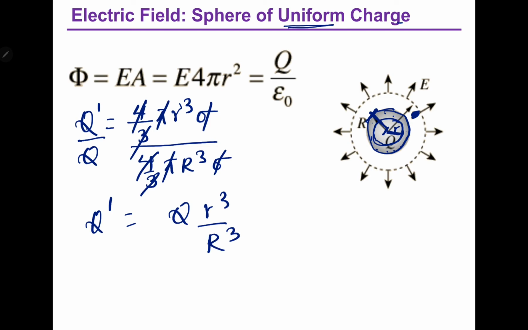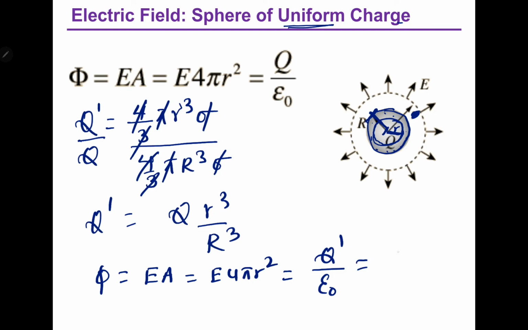Okay, now your goal is to find phi. Phi is EA, and the area is 4 pi r square, which is equal to q dash divided by epsilon naught, right? That is simply Gauss law. But our q dash is something different. Look at here, Q r cube divided by epsilon naught is already here, and the capital R cube.